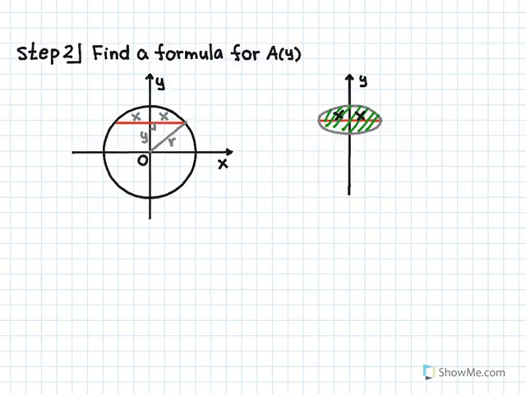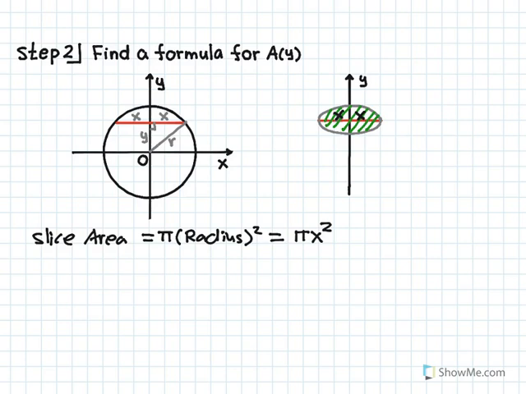All right. So our goal now is to find a formula for the cross-sectional area as a function of y. So the slice area is equal to pi times radius squared. The radius is x. We get pi x squared. But we need this slice area to be a function of y, not x.